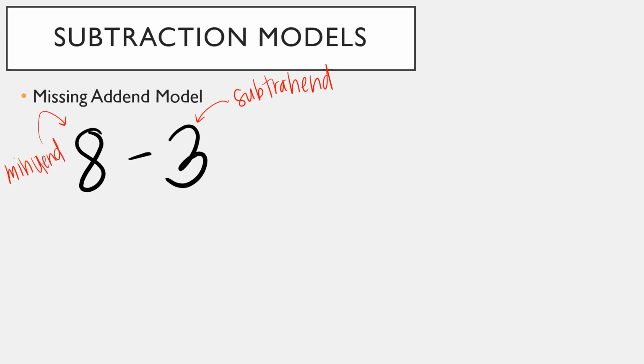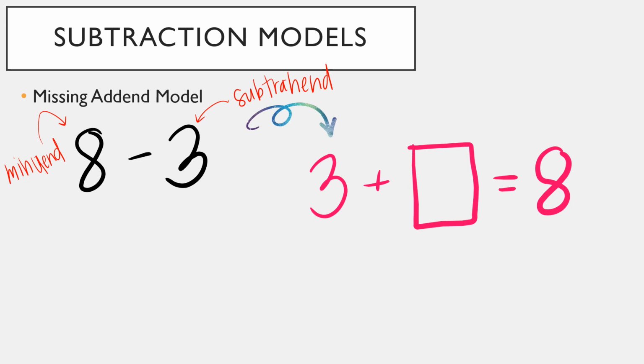All right, so say that you have a problem like 8 minus 3. The missing addend model of subtraction relates addition and subtraction and emphasizes the connection between those two. So you might rephrase this as 3 plus what gives us 8. So we're missing that addend. And so instead of thinking about it as subtracting or taking away, you're thinking of it as an addition problem, and we are just trying to figure out what that missing addend is.